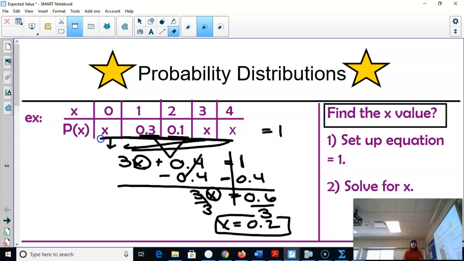Okay, so what did we learn from this problem? We know that a probability distribution is a list of all of the events in a sample space, or all of the outcomes in a sample space. We know that each outcome will have a corresponding probability, and that these probabilities need to equal 1. So if we have to figure out a variable, we combine our like terms, set it equal to 1, and use algebra to solve for x.